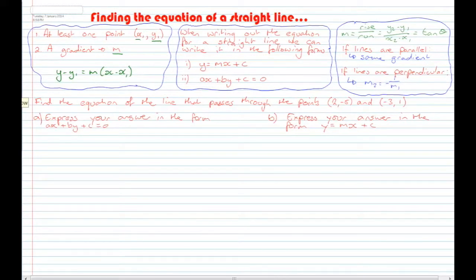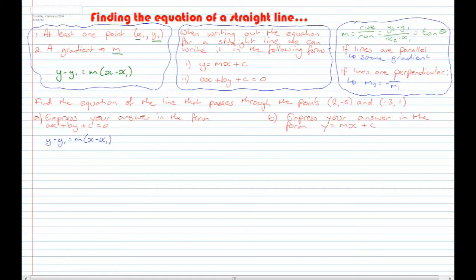Alright, so it's time for another worked example now, where it says find the equation of the line that passes through the points (2, -5) and (-3, 1). A, express your answer in the form ax + by + c = 0, and B, express your answer in the form y = mx + c. Right, so we know that in order to find the equation of the line, at some point we need to use the formula y - y1 = m(x - x1).